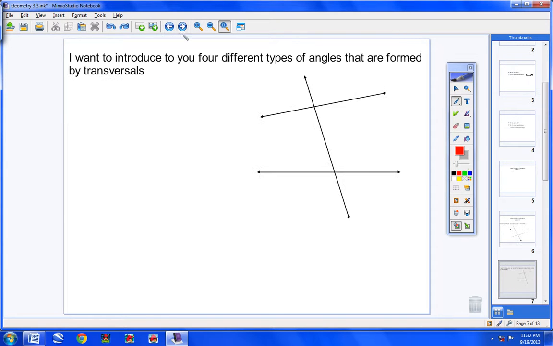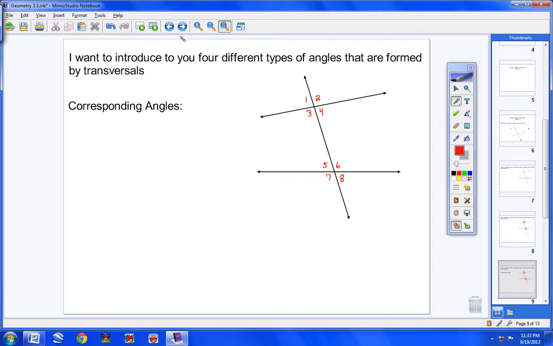All right? I want to introduce to you 4 different types of angles that are formed by transversals. Okay? So, go ahead. I'm going to grab another drink here. Go ahead and copy down that picture there in front of you and label those angles accordingly. And we're going to look now at these 4 different types of angles that are formed when you have a transversal. Okay? Please take some really good notes.